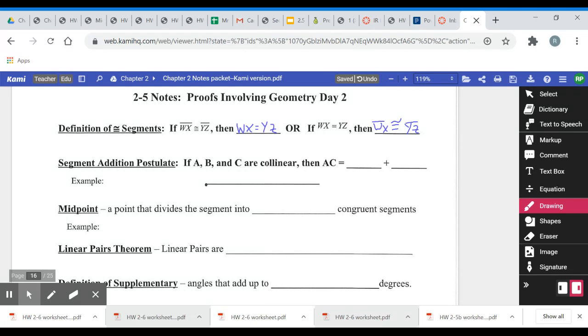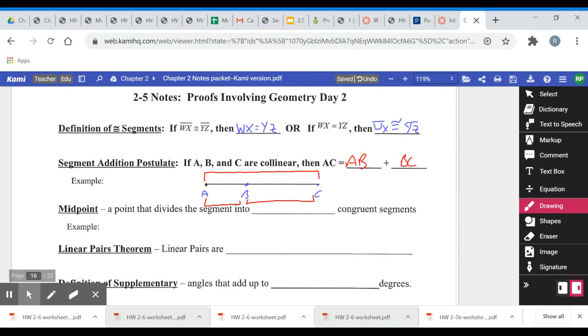All right, segment addition postulate we went over in chapter 1. It says if A, B, and C are collinear, again, meaning all on the same line, then what? So I think it's helpful to see a picture of it. If we have A, B, and C here, then like we talked about, A, B, and C are collinear, and it says AC is equal to. So I can see AC is this whole length, and the two things that add up to AC would be the measure of AB and the measure of BC.